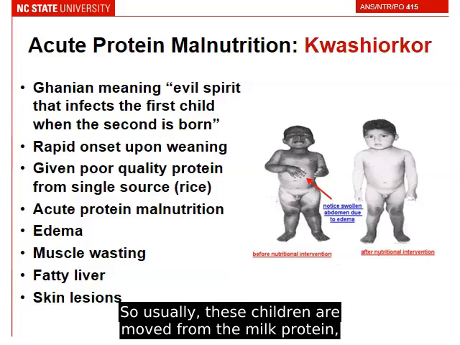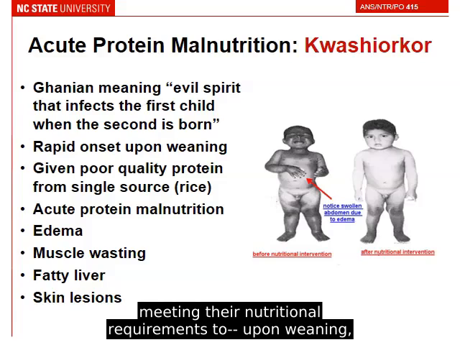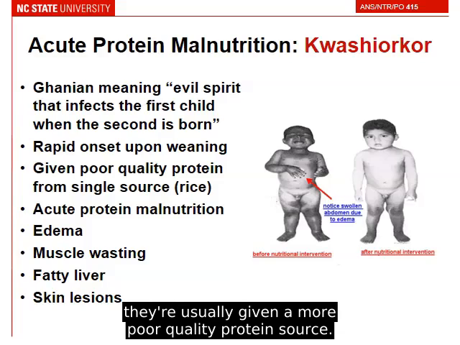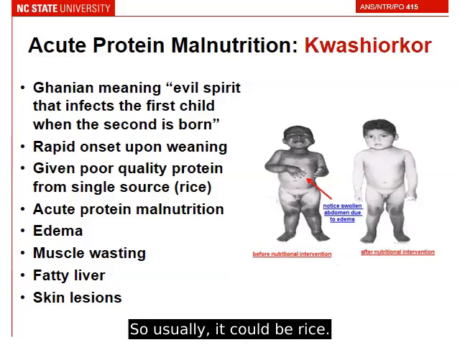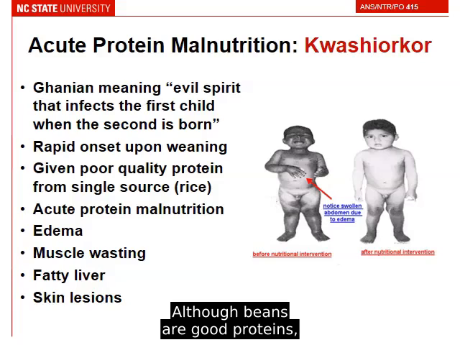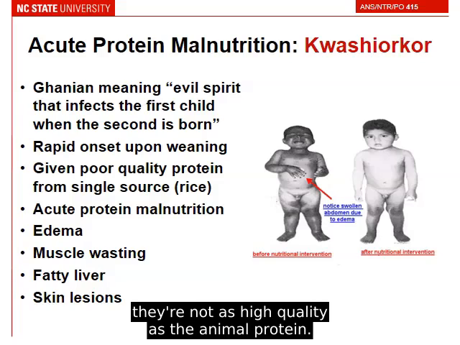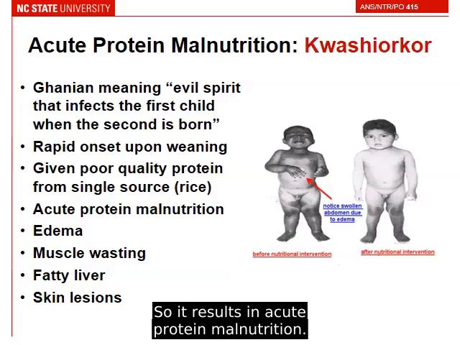Usually these children are moved from the milk protein, which is very nutritious and meeting their nutritional requirements, to, upon weaning, a more poor quality protein source. And usually it's a single source, so it could be rice. You can have beans, although beans are good proteins, they're not as high quality as the animal protein. So it results in acute protein malnutrition.